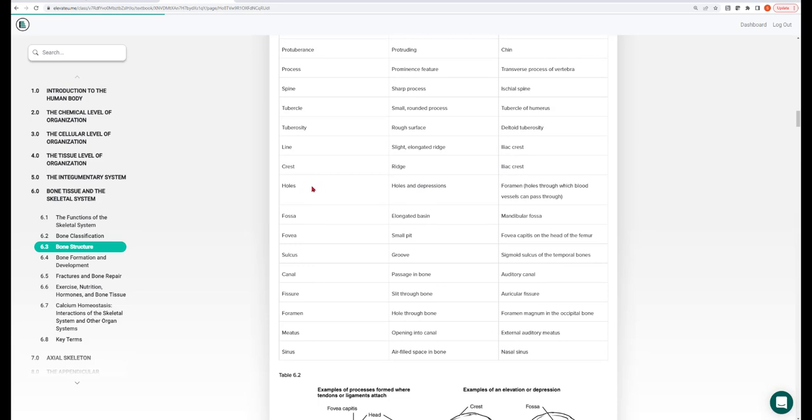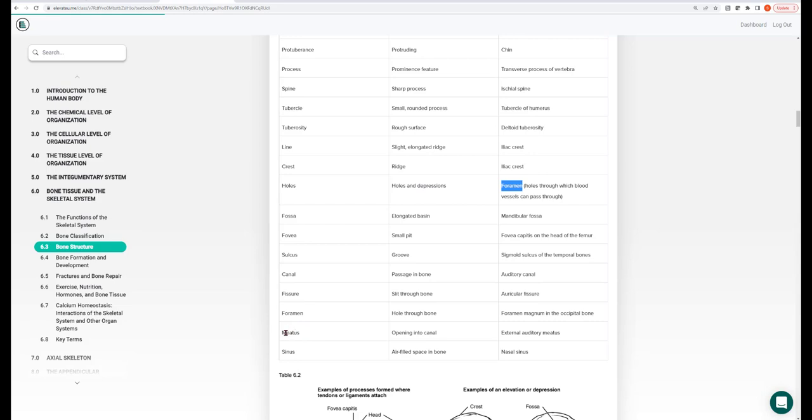There are openings and holes in bones. The most common name for a hole in a bone is a foramen. You saw this, for example, in the vertebral foramen, the big hole in all of the vertebra. There are flat regions like fossas, and there are grooves like a sulcus. There are bigger canals, and again, there's the foramen word again. There are slits called fissures.